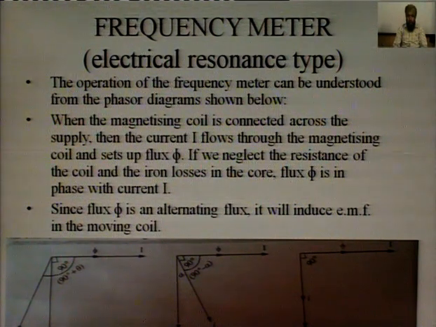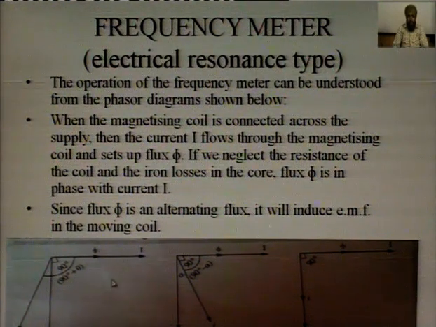Since flux phi is an alternating flux, it will induce EMF in the moving coil. So when the magnetizing coil is connected across the supply, the current I flows through the magnetizing coil and sets off flux phi. If we neglect the resistance of the coil and the iron loss in the core, the flux phi will be in phase with the current I. Since flux phi is an alternating flux, it will induce EMF in the moving coil.